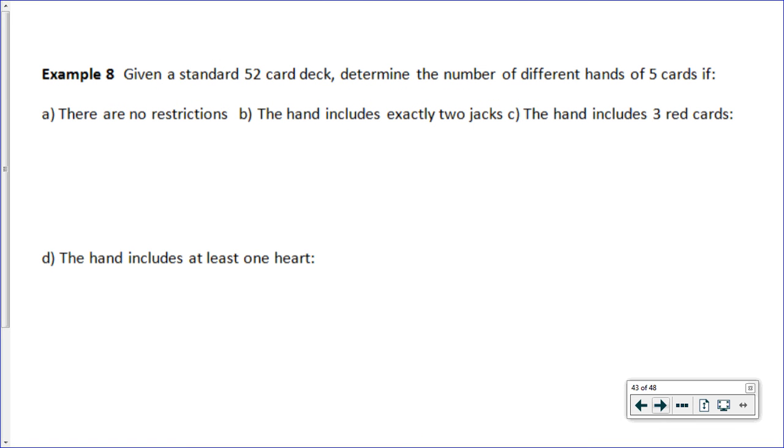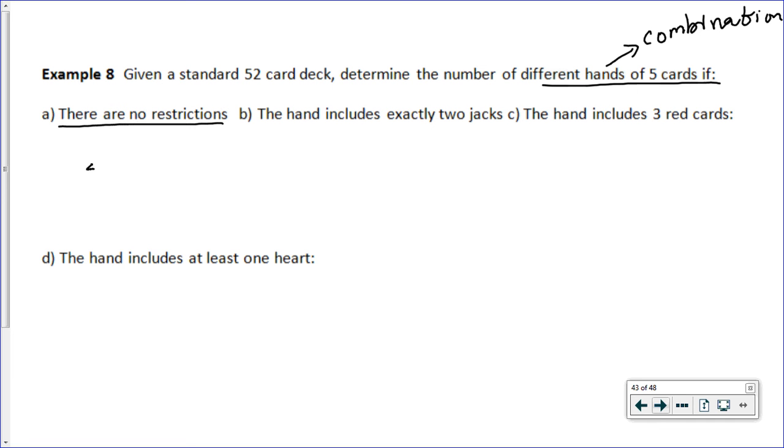All right, I think we'll look at this one with the cards last. And so in a standard 52 card deck, we're asked to determine the number of different 5 card hands. So order doesn't matter. If I have 5 cards in my hand, the order of them is irrelevant. And so that's another thing to remember. A hand of cards, that's a combination versus a permutation. And same thing with the committee with no positions. That is a combination. There are no restrictions.